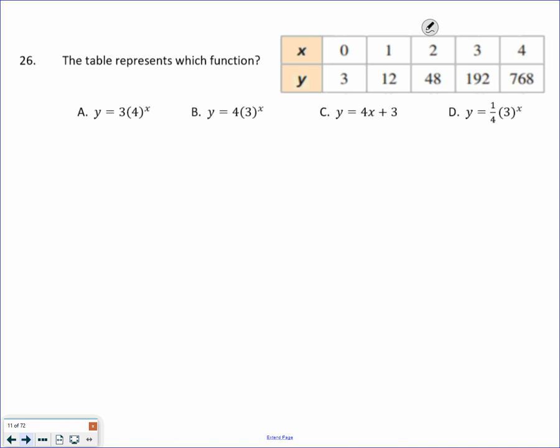Which table represents the function? Again, I always like to start with the x equaling 0 and y equaling 3. So let's plug 0 in for x and see what we get for y. So the first one, 0 for x, you get 3. So that's a possibility now. B, 0 for x, I get 4, so that doesn't work. 0 for x, I get 3 again, so C is a possibility. And D, 0 for x, I get 1/4. So I'm down to 2 now.